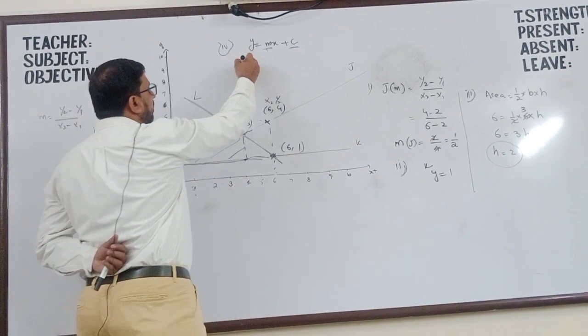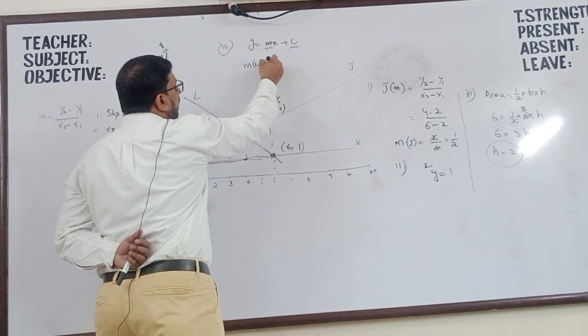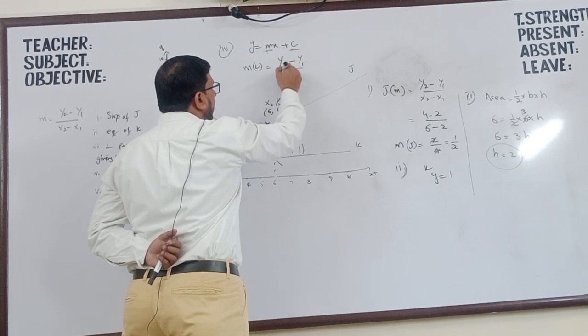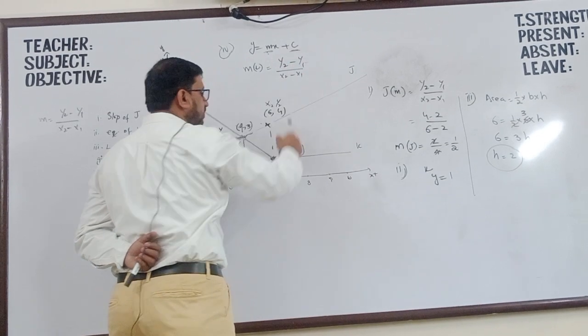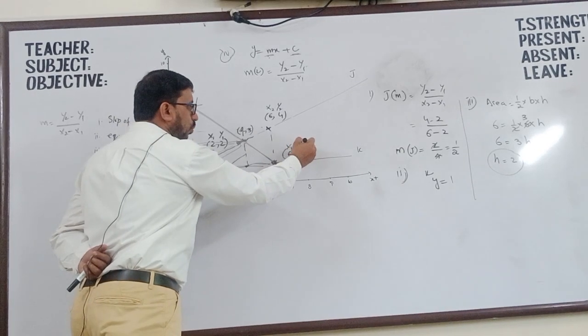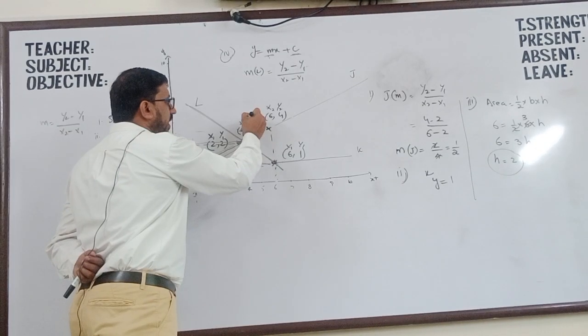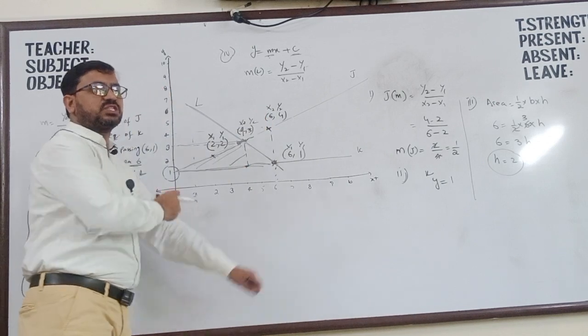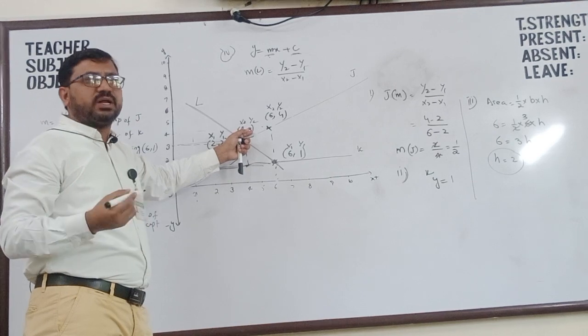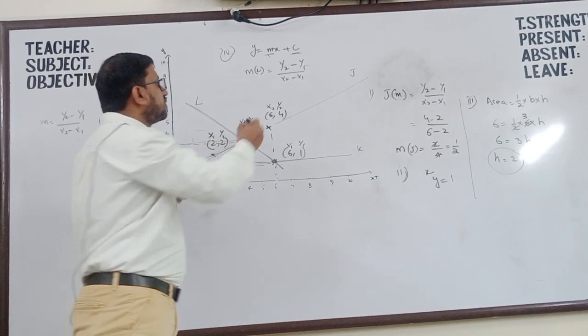The slope of the line is unique. Again, the formula is the same: y2 minus y1 over x2 minus x1. Just substitute these values. This is x1, y1. This one is x2 and y2. So what would be the slope? 1 minus 3, what would it be? Minus 2.